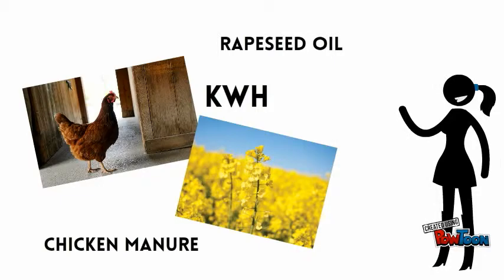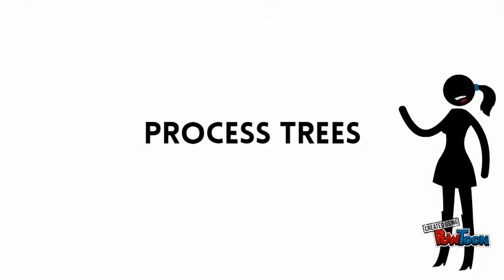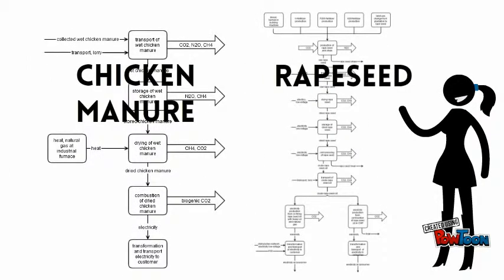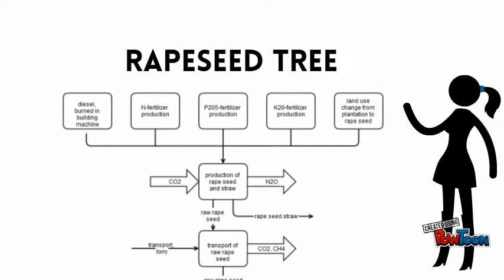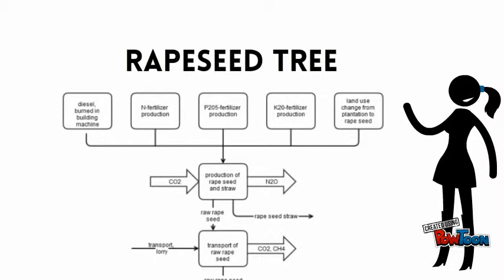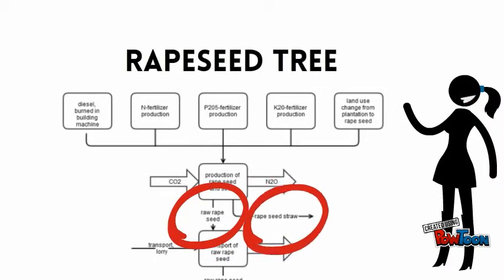So let's look now at the two different production chains that are required to generate electricity from co-combustion of rapeseed at the right and from combustion of dried chicken manure at the left. First, the rapeseed chain. It consists of several consequential processes, of which the first one is the growing of the rape plants. It delivers two outputs, the wanted rapeseed and the unneeded straw.